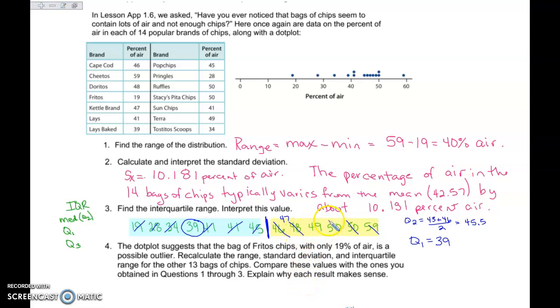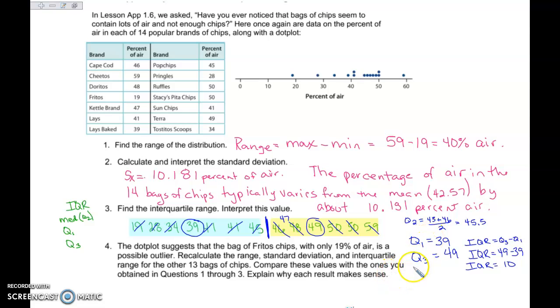So that crosses off the 50, and right here is your Q3. So Q3 is 49, and then to find the IQR, you're taking Q3 minus Q1. So the IQR is 49 minus 39. So the IQR is 10. Okay, and that's 10% of error. So you can explain that in terms of the problem.